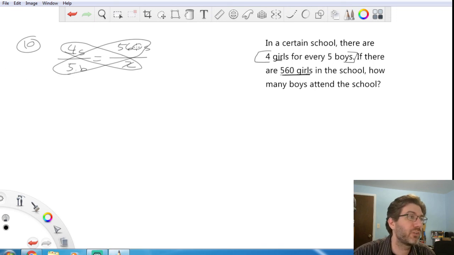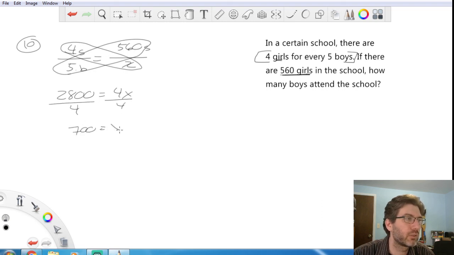So multiply 5 times 560, you get that. 4 times X is that. Divide by 4, divide by 4. You get 700 equals X. So there are 700 boys.